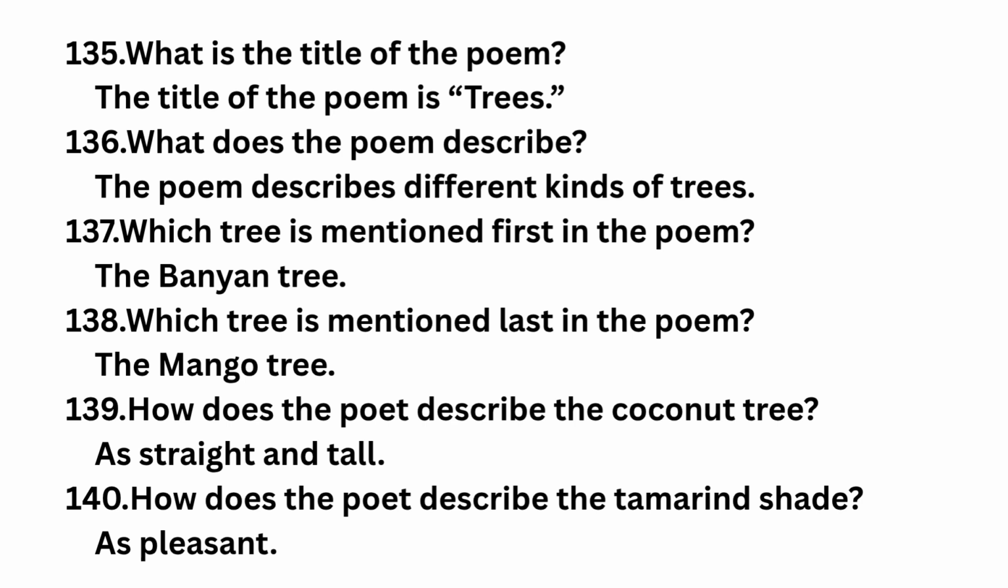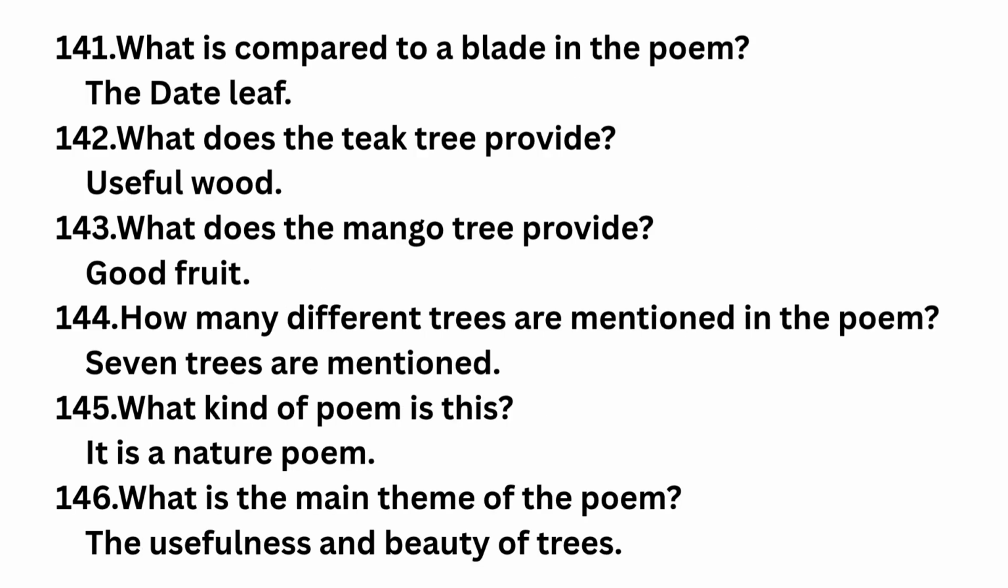What does the poem describe? The poem describes different kinds of trees. Which tree is mentioned first in the poem? The banyan tree. Which tree is mentioned last in the poem? The mango tree. How does the poet describe the coconut tree? As straight and tall. How does the poet describe the tamarind shade? As pleasant.